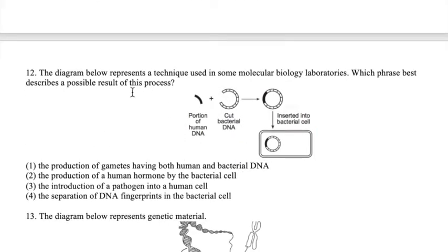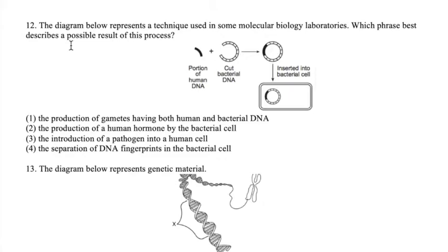12. The diagram below represents a technique used in some molecular biology labs. Which phrase best describes a result? What is this a picture of? By now, you should be able to recognize this immediately. This is a piece of DNA inserted into a bacteria and it reproduces. The expression we're looking for is genetic what? Genetic engineering. We are manipulating DNA into other organisms to reproduce new recombinant, combined DNA.